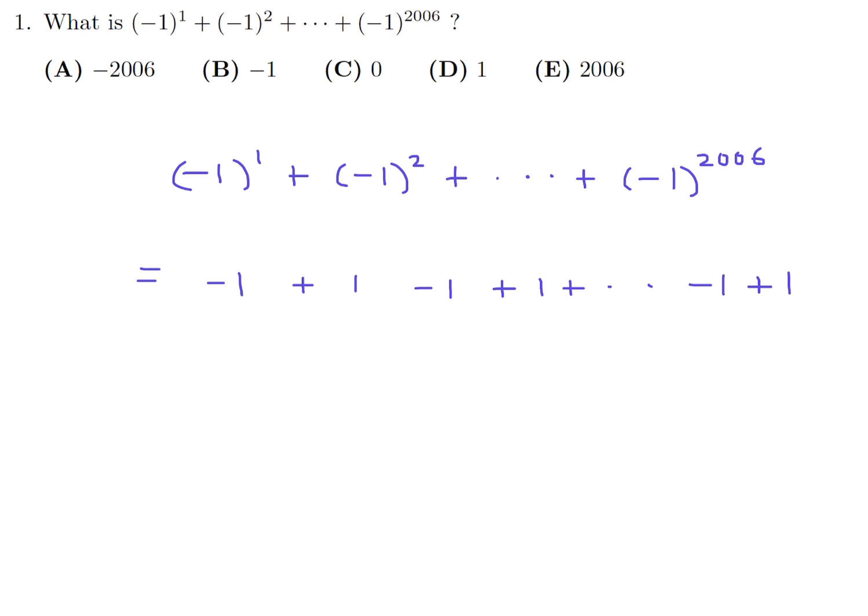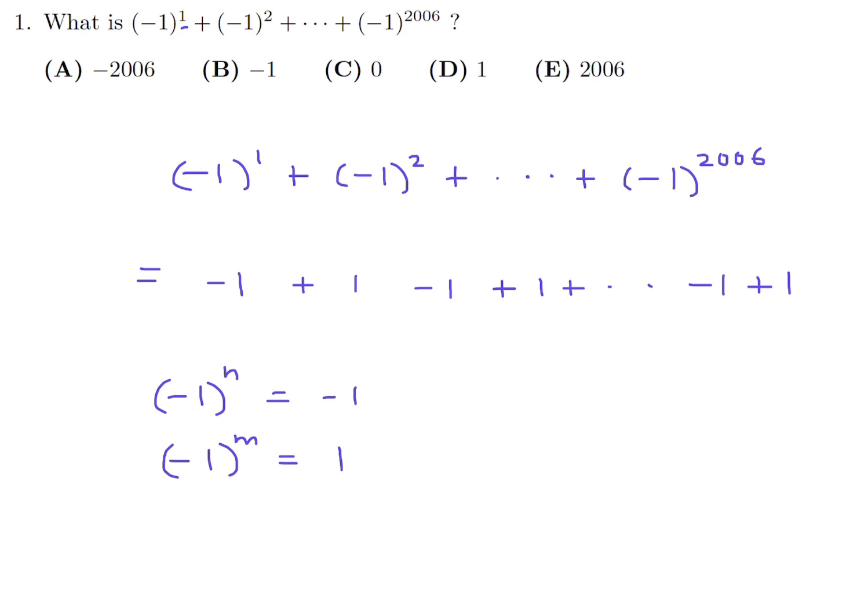Another way of looking at this is that anytime the exponent is an odd number, negative 1 to the power of an odd number is negative 1. And anytime the exponent is an even number, negative 1 to the power of an even number is 1.